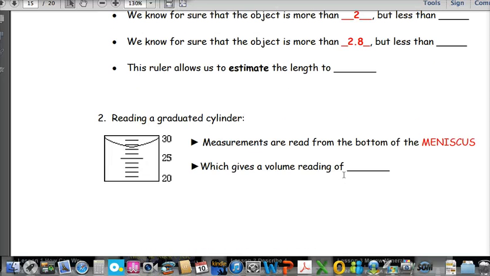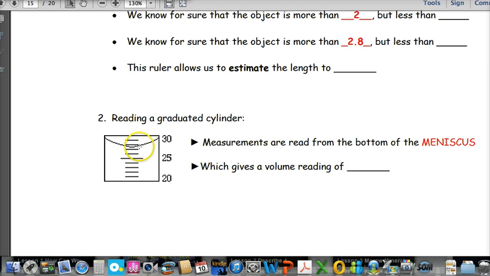Let's look at a graduated cylinder. A graduated cylinder is a piece of equipment that you use to measure how much of a liquid you have, in other words, the volume of a liquid. You've probably already seen this before, but when you measure a liquid in a graduated cylinder, which is a tube, the water level is never flat. It's always curved, and that curve is called a meniscus. And you read the level based on the bottom of the meniscus. So you're going to read the level right here.